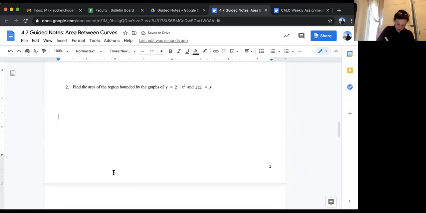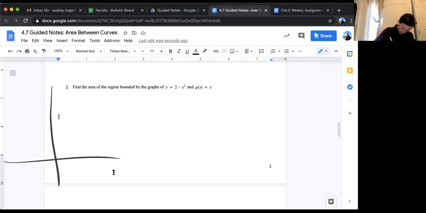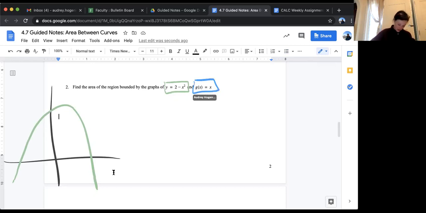Okay, so again, we want to start with our axes right here, nice and clean. And now we want to draw our functions. First of all, I have y equals 2 minus x squared. And so, oh, where'd my other axis go? Oh, that's weird. Okay, so we have y equals 2 minus x squared. That's going to be an upside down parabola like so. So that's going to be my green function. And g of x equals x is going to be just the most basic function that goes like so.